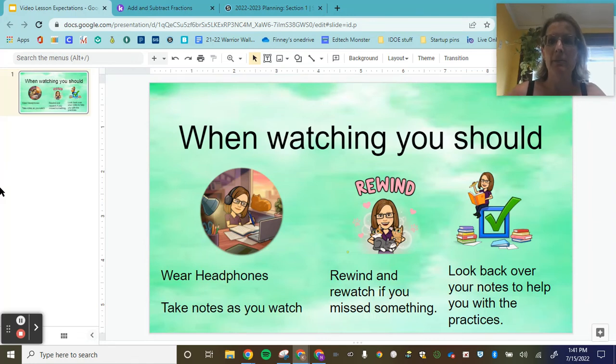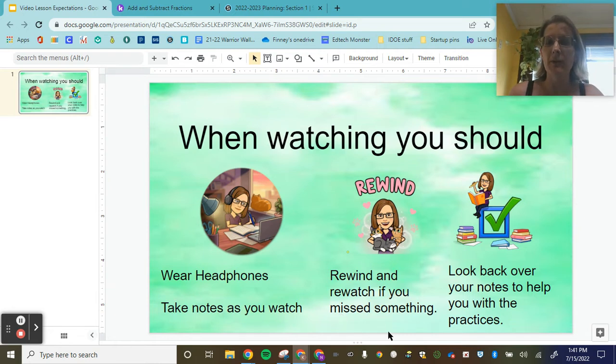Today we're going to be talking about adding and subtracting fractions, but first let's look at the expectations for what you should do while you watch a video. Make sure that you are wearing your headphones and you're going to take notes as you watch. So make sure you're following along with your guided notes.